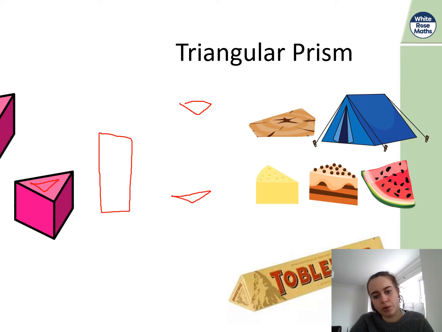So for example, on this Toblerone, we've got a long rectangle and we've got a triangle face on one end and a triangle face down at the other end. We can't see it because of the picture, but there you go. Some other examples of triangular prism shapes would be a piece of cake maybe, or a tent, because it's got triangles here and rectangles along the side.